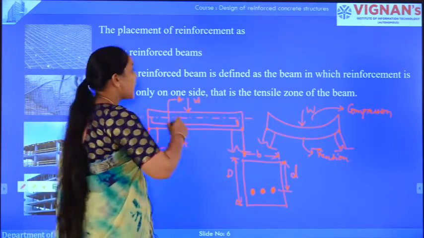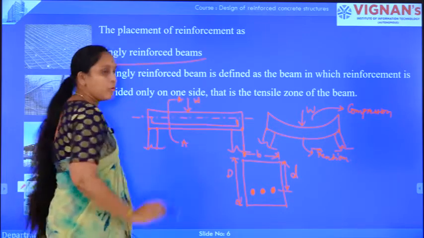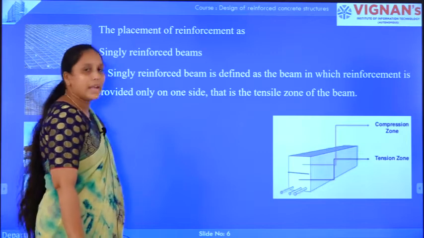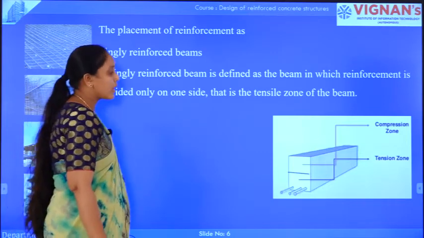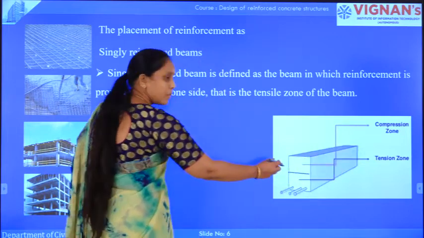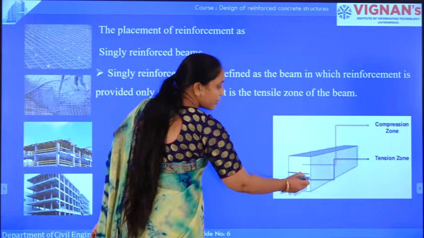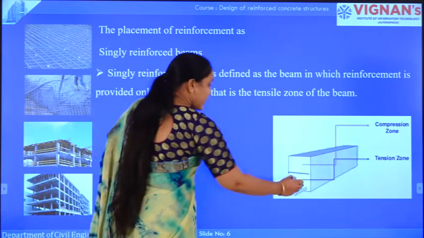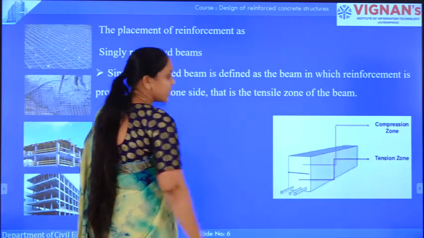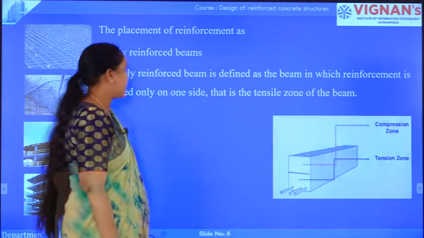So, such a kind of beam is called a singly reinforced beam. This is how a singly reinforced beam will look. If you can see here, if this is the beam, this is the compression zone and this is going to be the tensile zone, and the reinforcement is provided in the tensile zone. Such a kind of beam is called a singly reinforced beam.